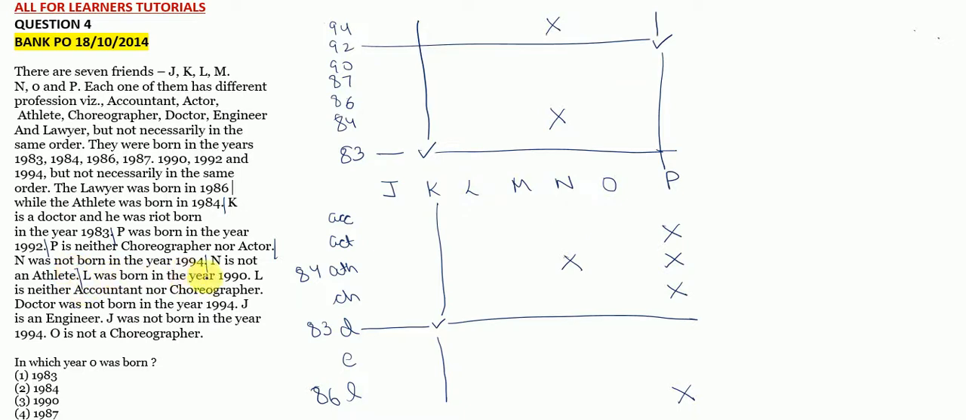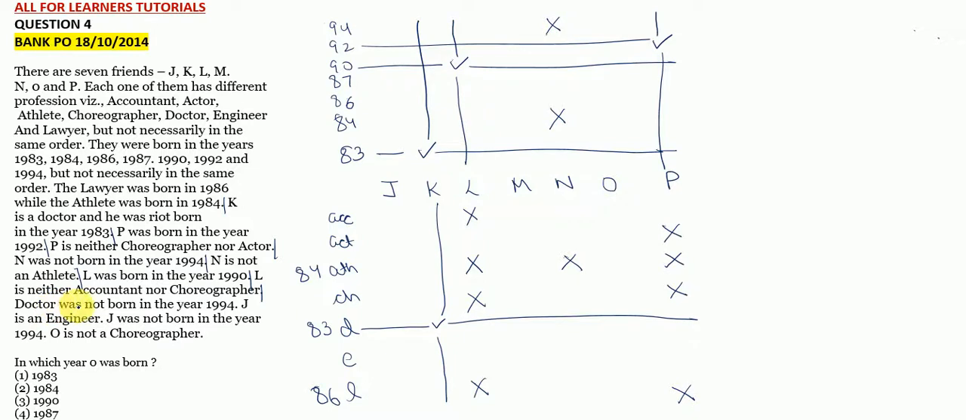L was born in the year 1990. It is quite clear, so just make it like this. That means L is not an athlete clearly, and L is not a lawyer as well. L is neither accountant nor choreographer.